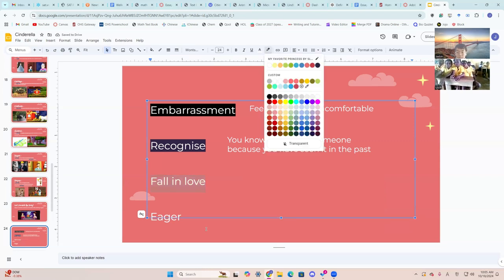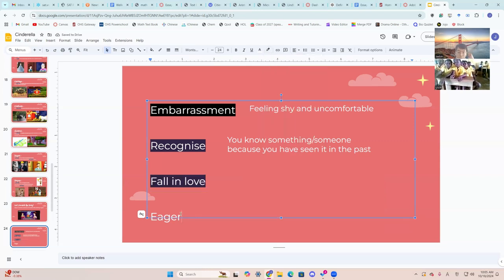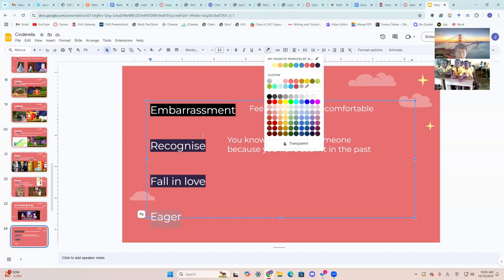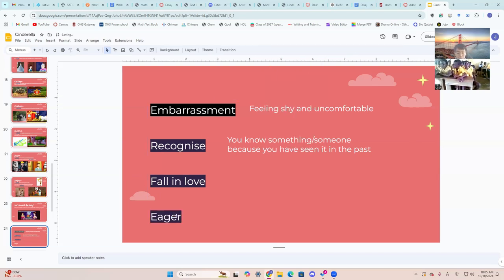Okay, finally, the last vocabulary before we end is the word eager. So, does anyone know what eager means? No. Okay. I think a lot of you heard it before, but eager means very excited.